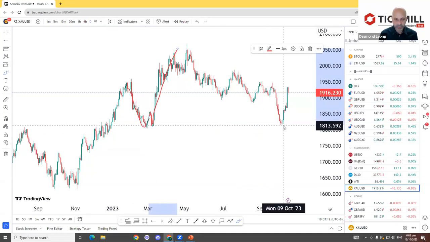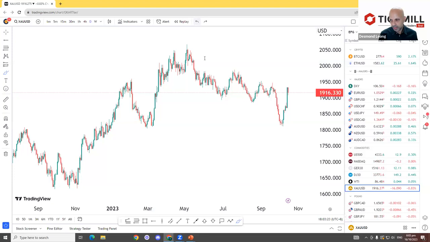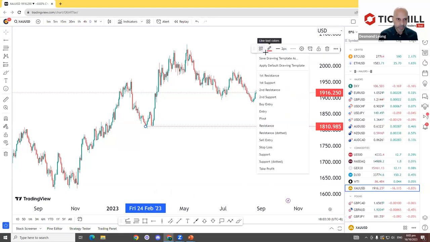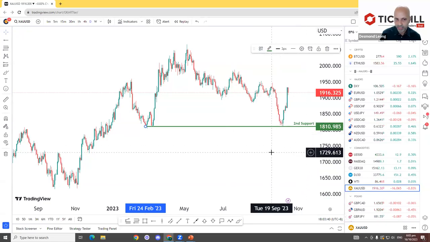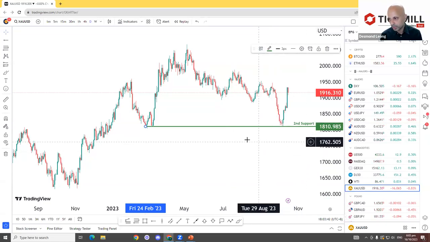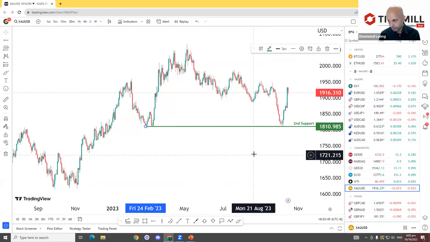And similarly, this level then again acted as a strong support level for gold for the third time. So naturally, this is a very strong support level for gold. All right, let's place the support level here. I think because this level sits pretty far from where price is currently trading, I would like to identify this as the second support now. So the second support, which is a major pullback support level for gold, is at 1810.